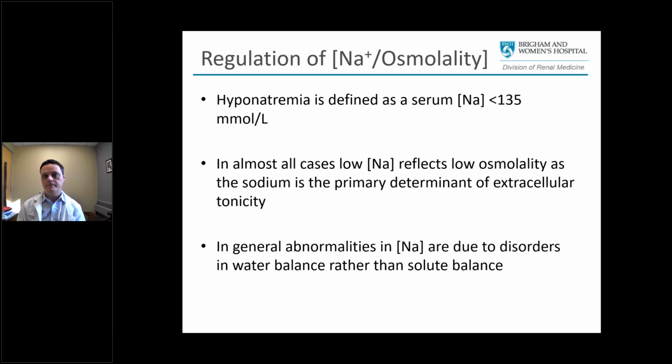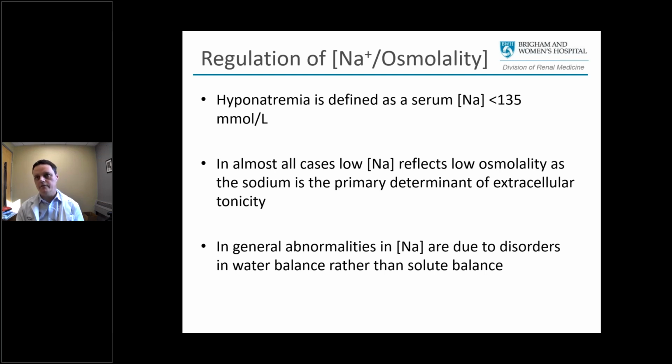Most of the time, the change in the osmolality, or the change in the serum sodium concentration, is due to either addition or subtraction of water rather than addition or subtraction of sodium. And this conceptually is something that people struggle with. And it is particularly problematic because we use salt tablets to treat low serum sodium levels.